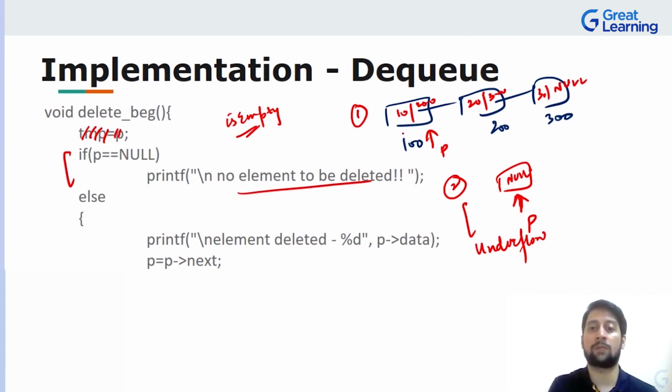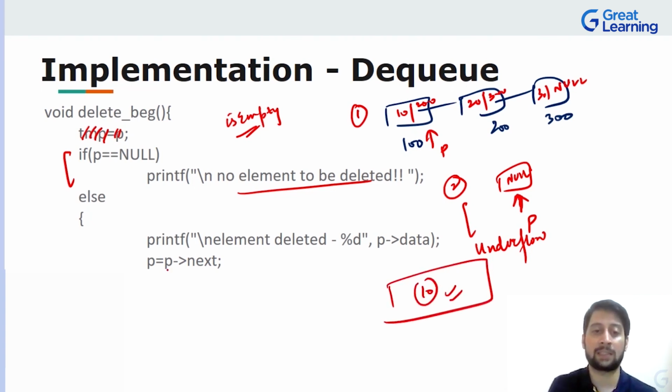Now here, first you will print whatever is in P's data. So P's data is 10. You are printing out that this is the element that has been deleted. Then the next thing you do is update your head node. So it will be nothing but P's next, which is 200. So this is your new node. Done.